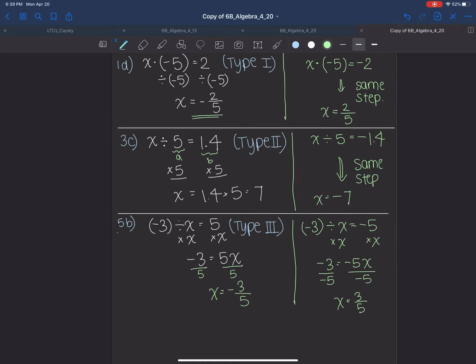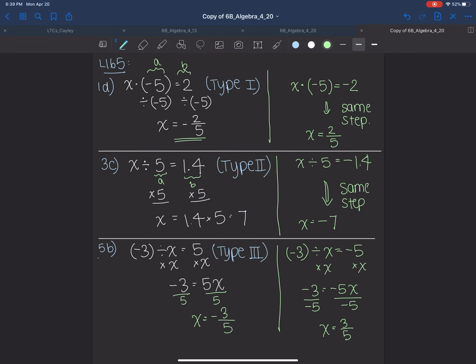Cool. I'm going to zoom out on just these 3 questions. These are pretty good examples of seeing a variety of signs in play and seeing a variety of equation types in play. So now is a good time to pause the video if you want to take a further look at these questions.